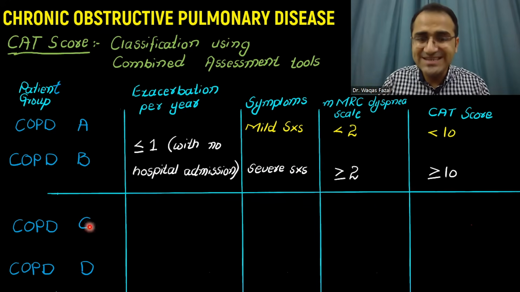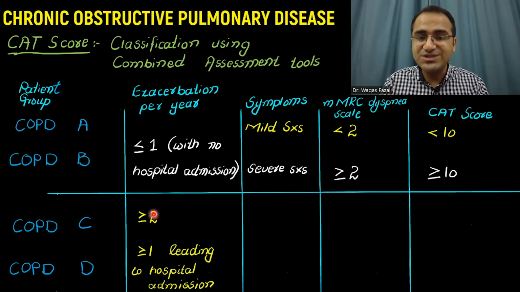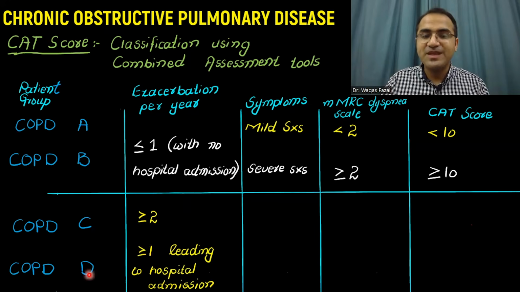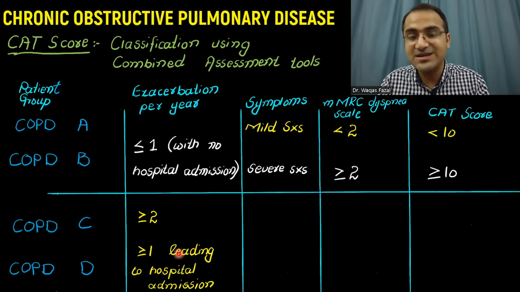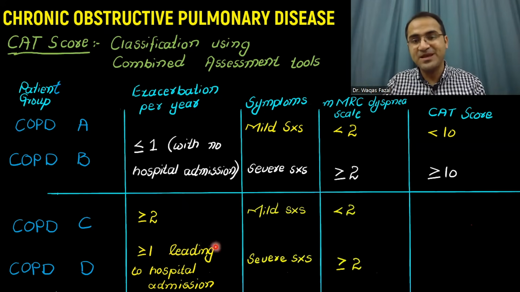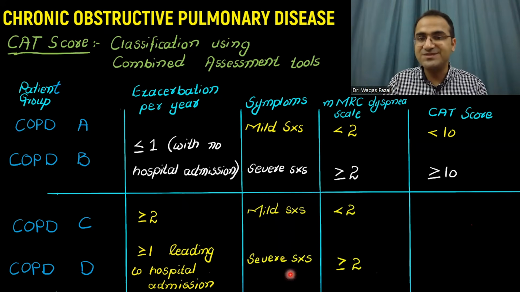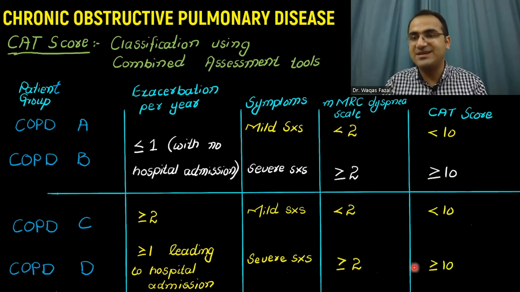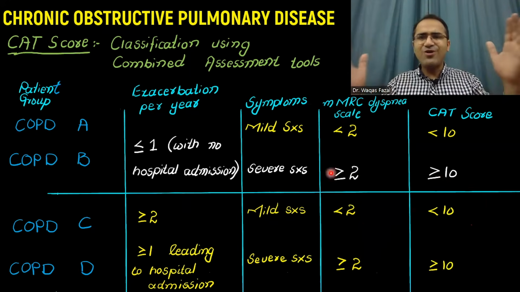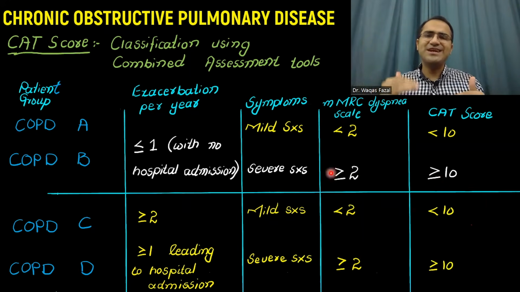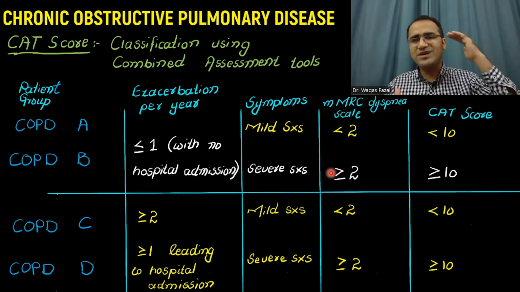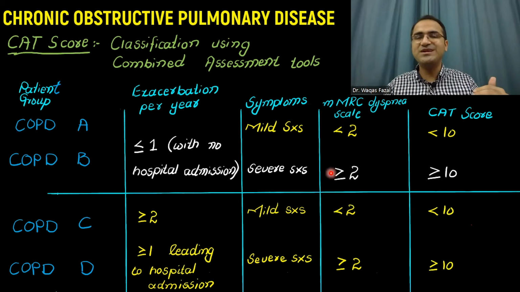In COPD-C and COPD-D, the exacerbations are greater than or equal to 2, and in the COPD-D group, it is greater than or equal to 1, but it is so severe that it leads to hospital admission. Mild symptoms, severe symptoms, and the dyspnea scale and the CAT scores. So this is how they classify the patient into COPD A, B, C, D categories, COPD A being the most mild one and COPD D being the most severe one.